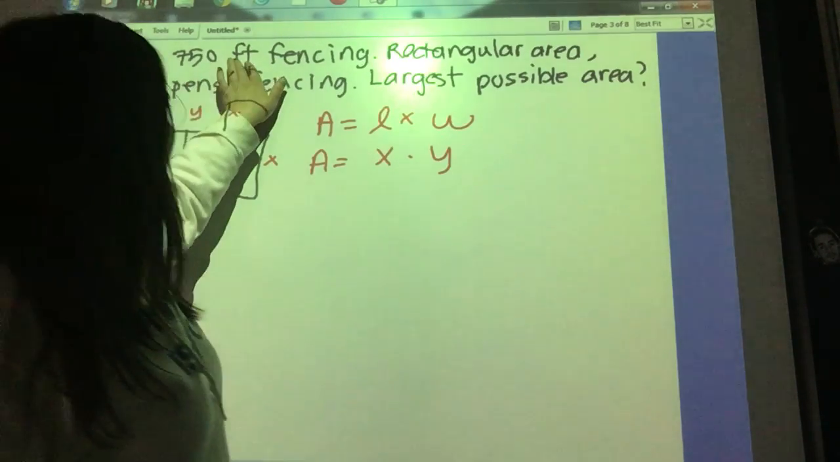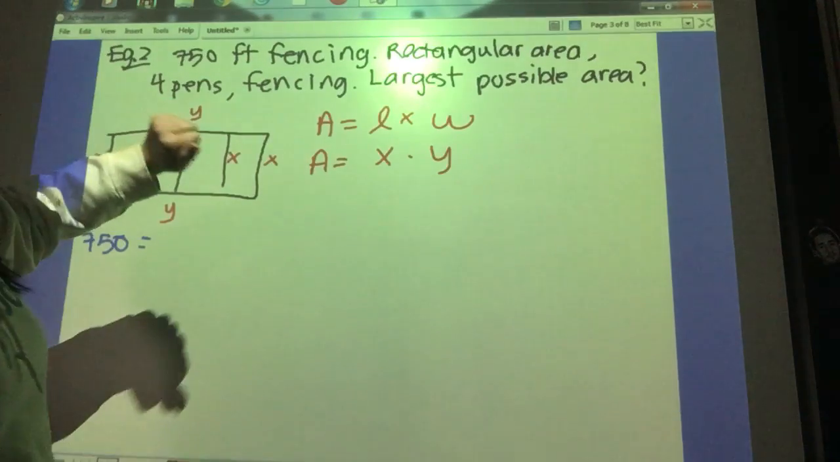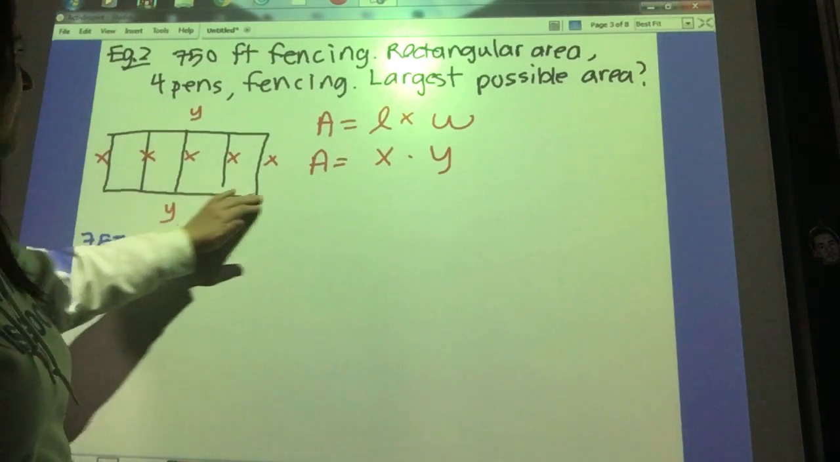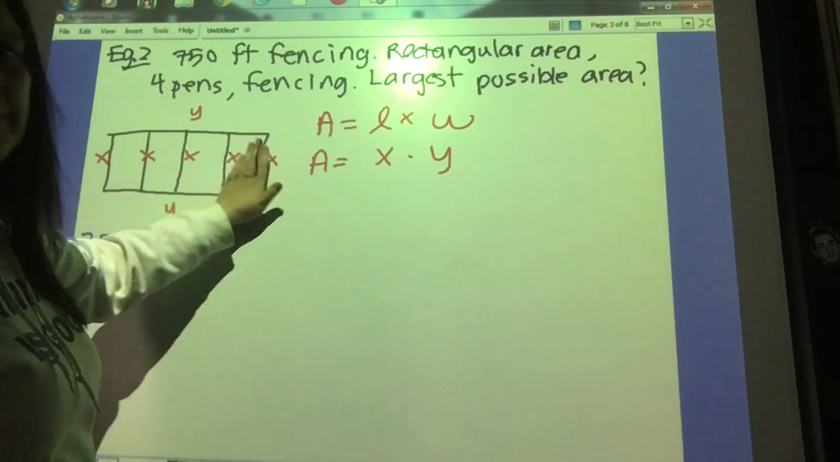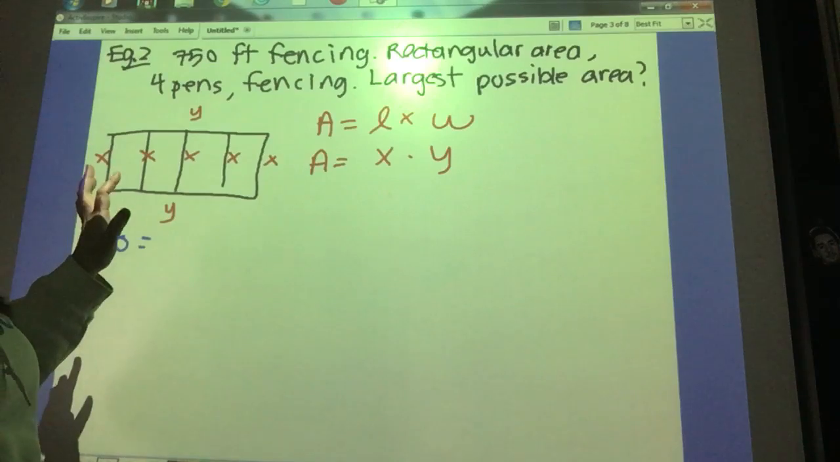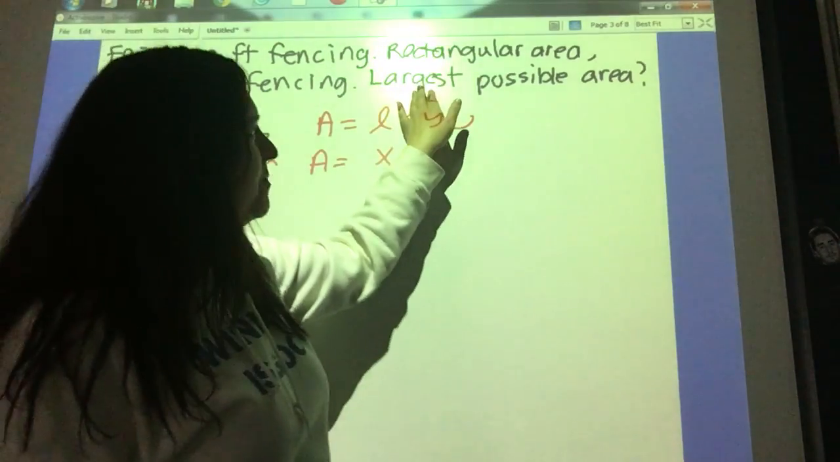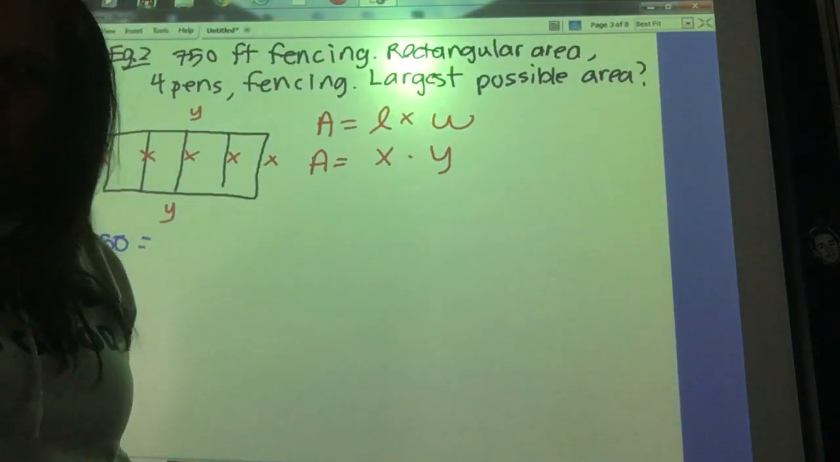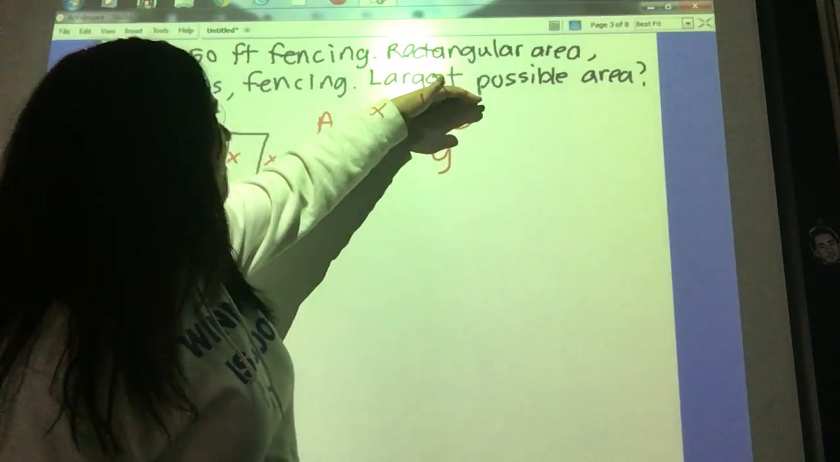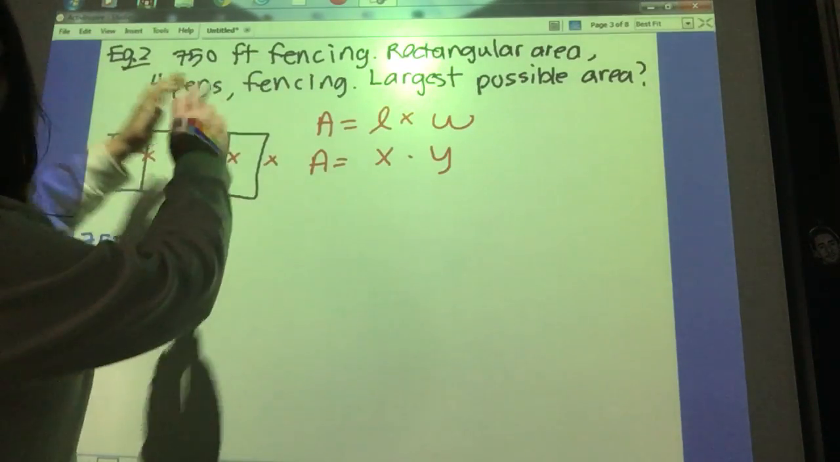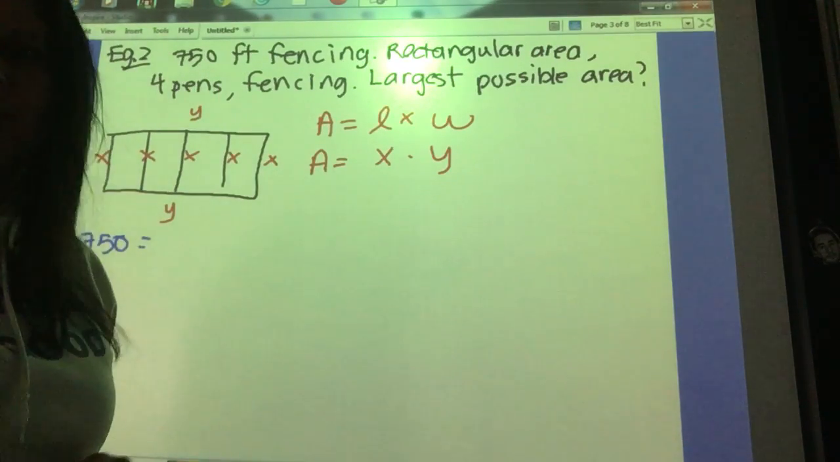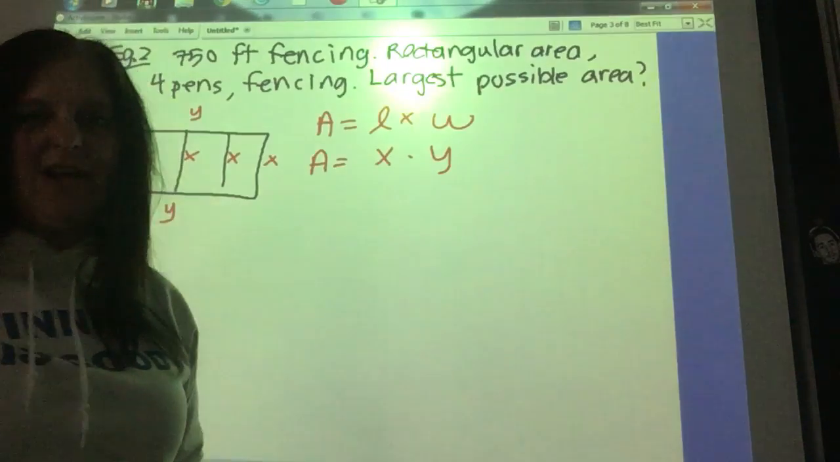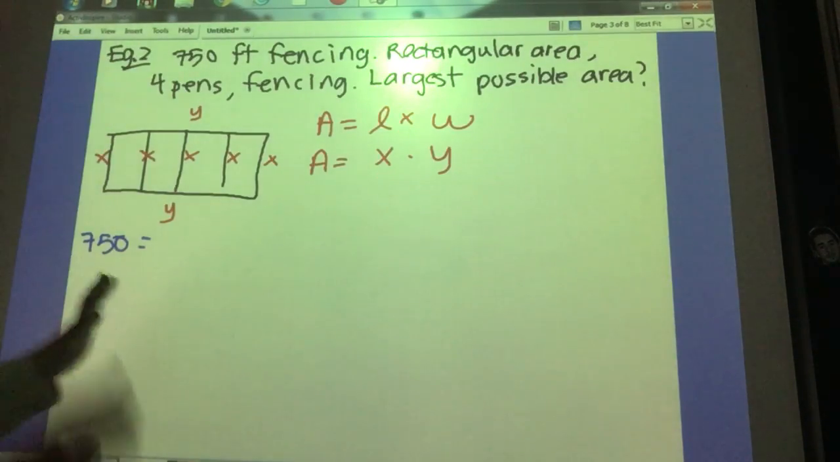So we have 750 feet of fencing to use, and it's going to be a rectangular area, and there's going to be 4 pens made, and they're all of the same dimensions. And we want to know what's the largest possible area. So what are we optimizing? We want to optimize the area. If we've got 750 feet, what are the dimensions we make to get the largest possible area? That's our max value, right? Our min-max word problems.